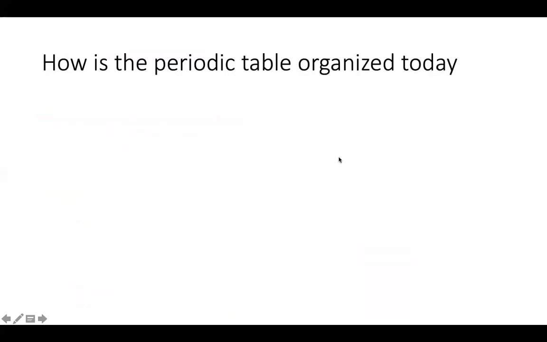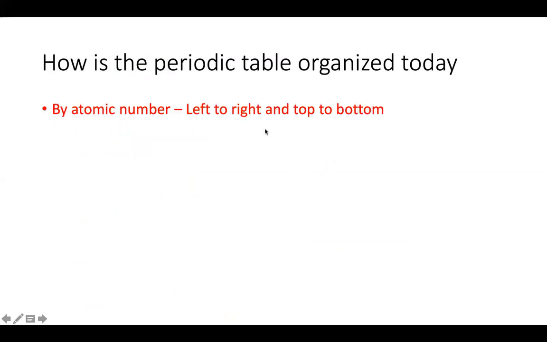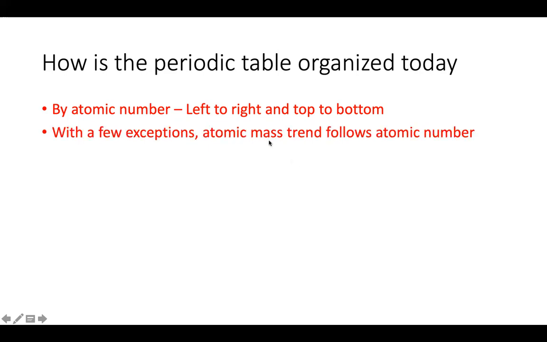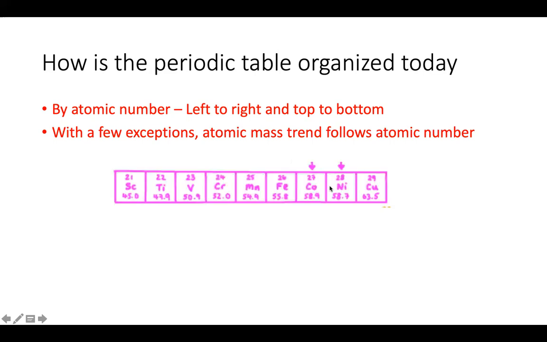Okay, so how is the periodic table organized today? The periodic table is organized by atomic number. The reason it was not organized by atomic number when Mendeleev put it together is because atomic number had not yet been, or the proton had not yet been discovered. So the elements left to right and top to bottom are organized by atomic number. And then of course the groups are organized by similar properties. With a few exceptions, the atomic mass trends follow the atomic number trends, but there are some exceptions. For instance, if you look at the transition metals, cobalt and nickel, their masses are reversed.